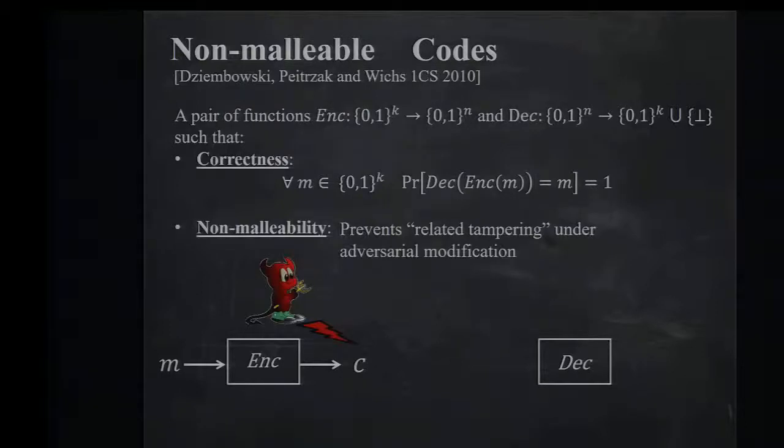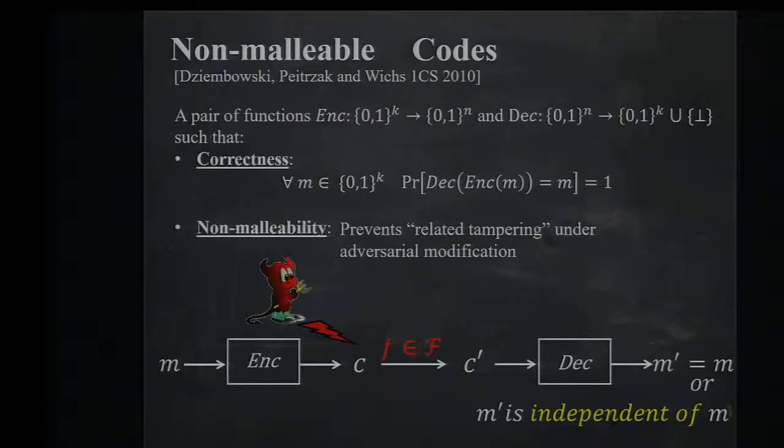Okay, so what is this game? So when an adversary is tampering the code word, you can modify C to some C prime, and now the decoder is going to decode C prime and recover M prime, right? And what happens now? It would be great if we could say that M prime is always going to be equal to M, but that's not necessarily going to be true. What non-malleability guarantees is that even if we don't have this guarantee that M prime is equal to M, at the very least we can say that it's independent of M.